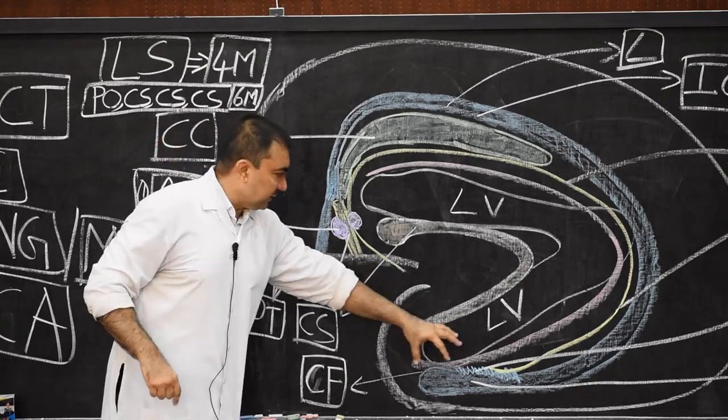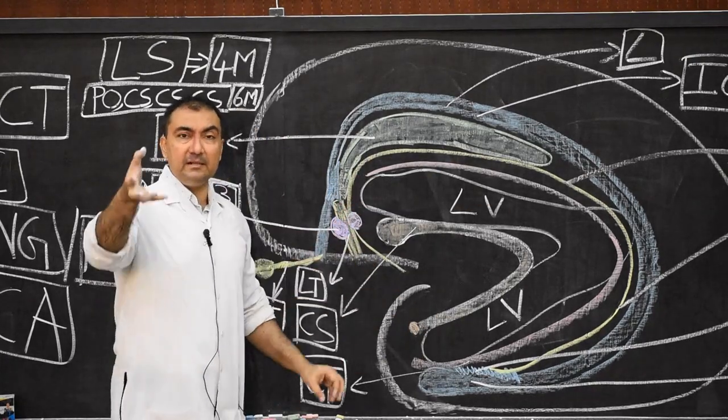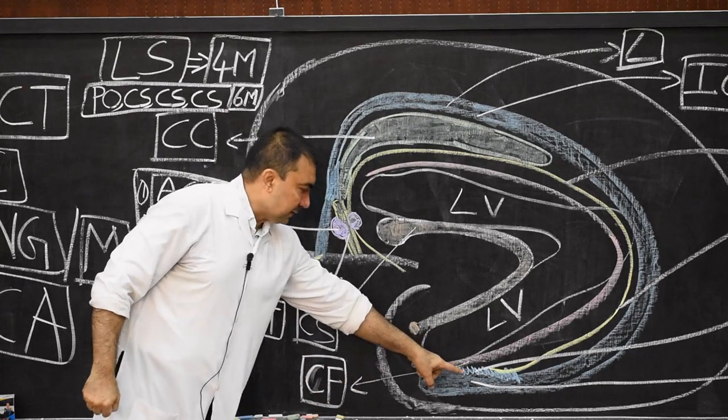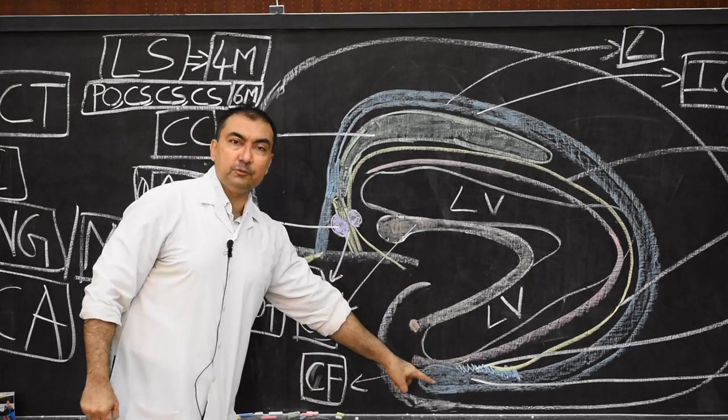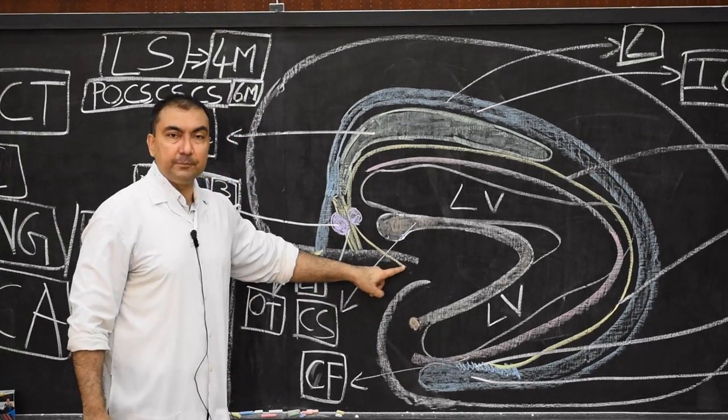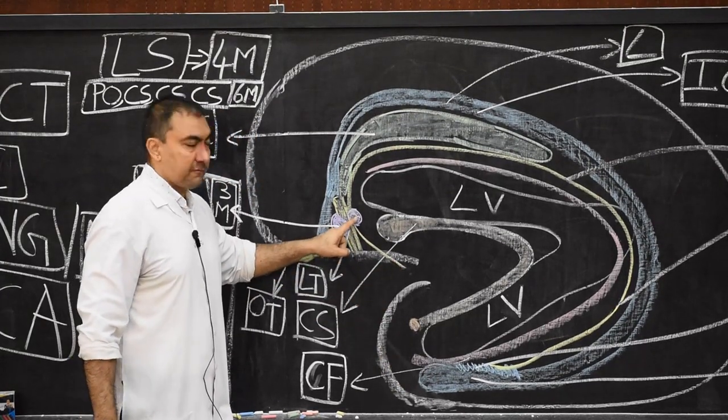These fornices are basically projection fibers. They will contain projection fibers from the hippocampus to the hypothalamus. The starting point was the hippocampus and the termination was the hypothalamus. So it will contain projection fibers also.